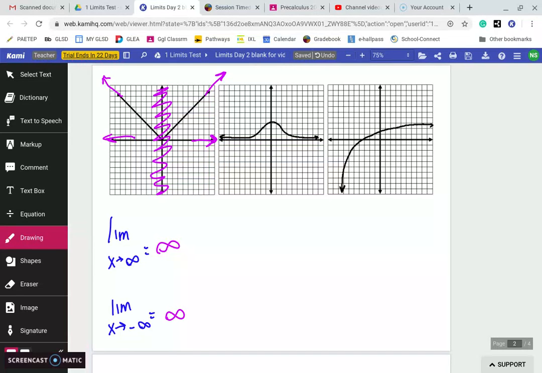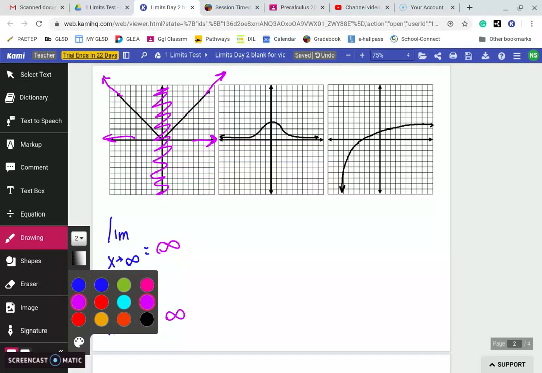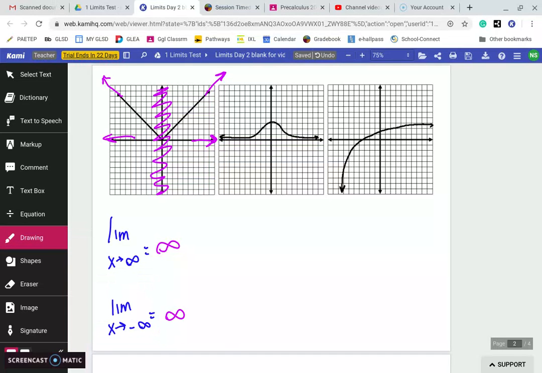Now for my next one, this is going to show you that your answers are not always infinity. So again, I don't care what's happening here in the middle. I only care what's happening as it goes to the right. So as it's going to the right, this actually looks like it's going to level off and it's just going to stay at 0. Same thing to the left. It's also going to be 0. It's just going to keep getting closer and closer to 0. That's a horizontal asymptote. So both of those are 0.